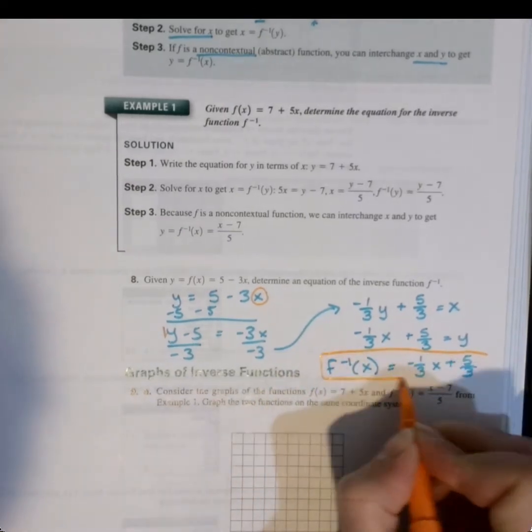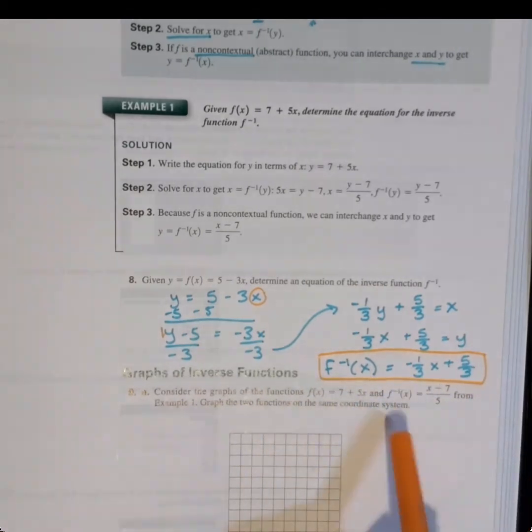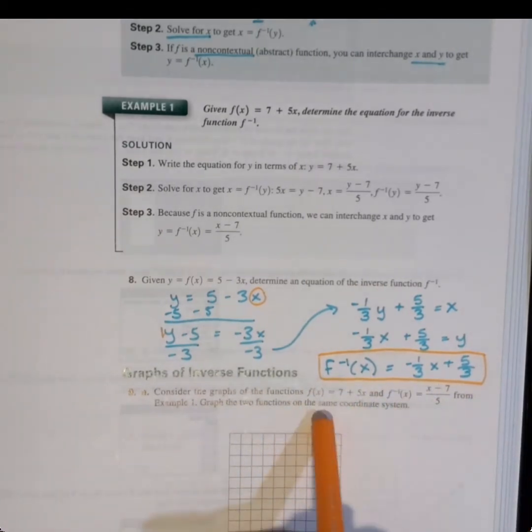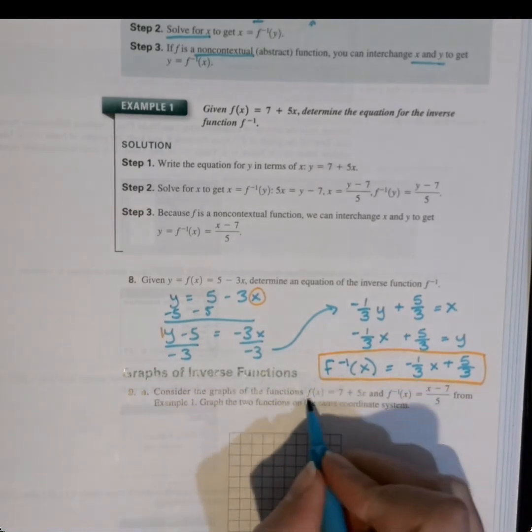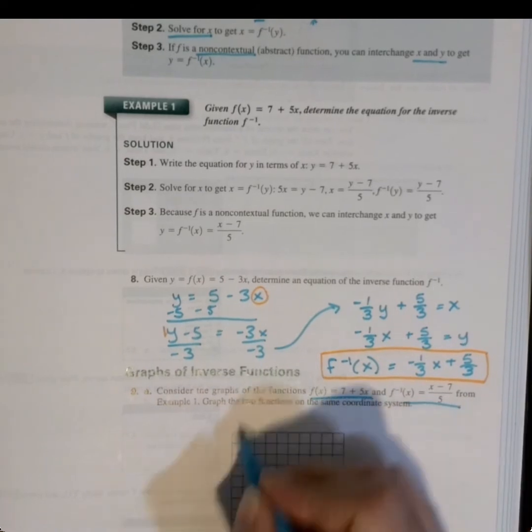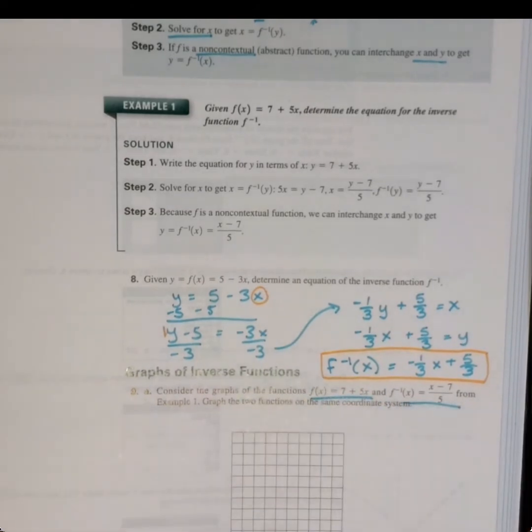All right, so we're going to hang on to that for a second. We're going to talk about graphs of inverse functions with these two, and then I'll talk back about the graph of this one just for fun. So consider the graphs of these two functions on the same coordinate system. Instead of drawing them down here, I'm going to graph them in Desmos.